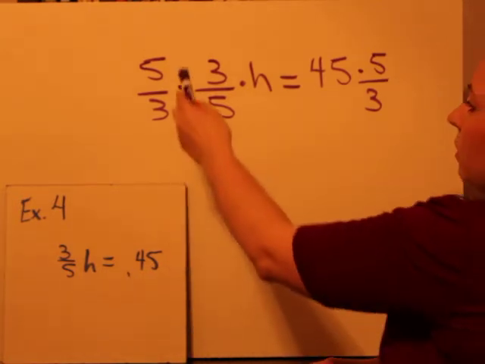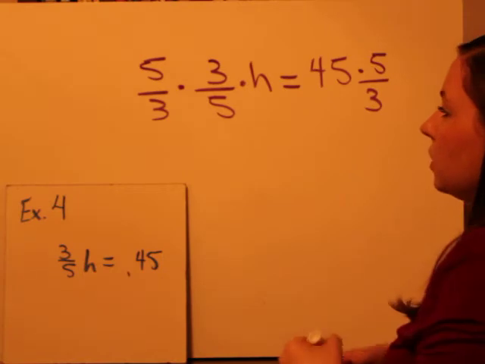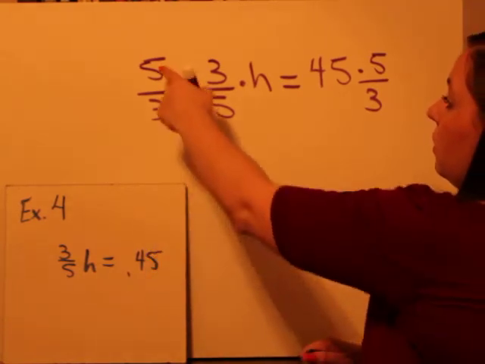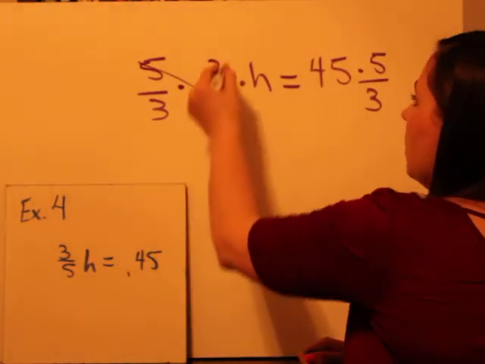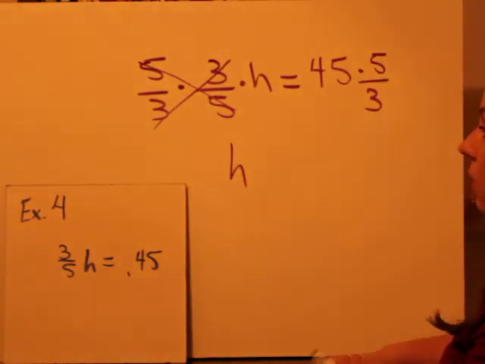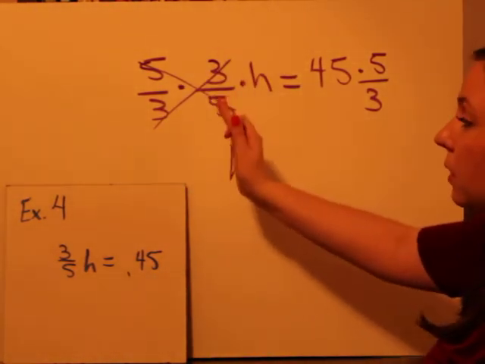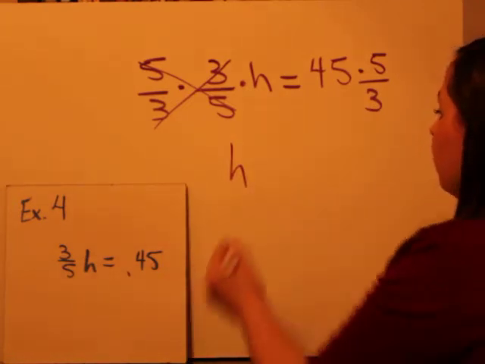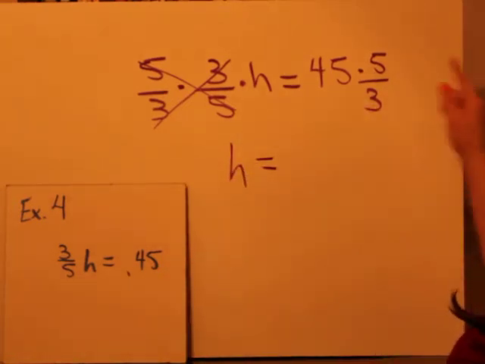Okay, 5/3 times 3/5. We already said, look, the 5 and the 5 are going to cancel. The 3 and the 3 are going to cancel. We're just going to have h, because 5/3 times 3/5, we already said that's going to be 1. Now we go over here.